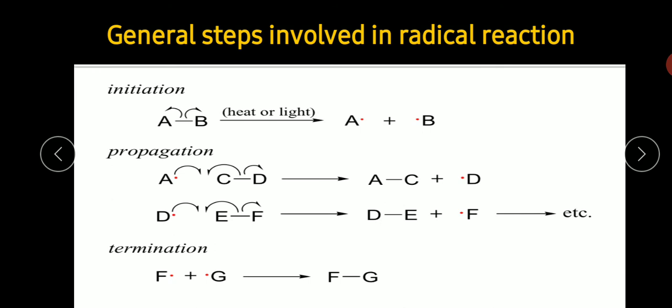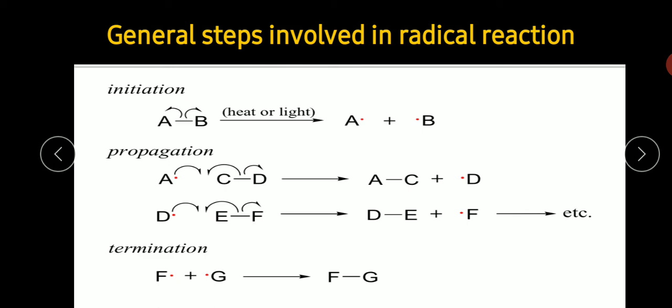another molecule, C-D. In A, one radical is already present, then the C-D covalent bond is cleaved homolytically. Then C radical and D radical are present. Then this A radical and C radical form the bond, plus D radical.